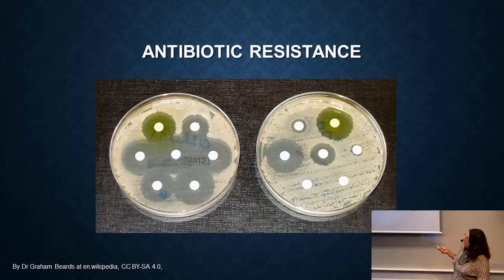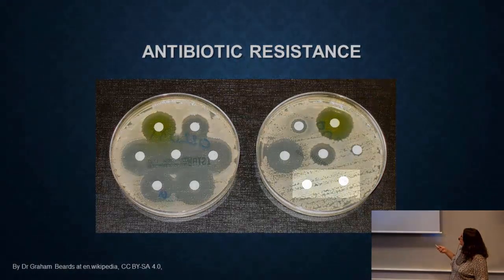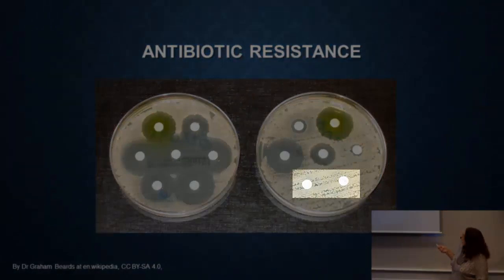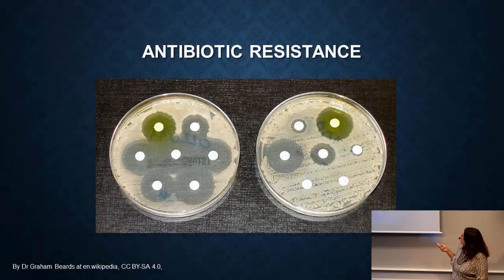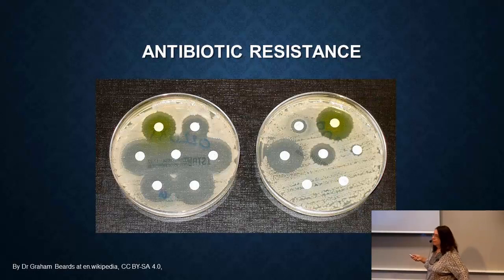On the right side is a multiply drug-resistant bacteria. And what you can see, for two of these there's no effect whatsoever. For two others, there's a small effect of the antibiotic on them. And two of them look pretty normal. This one, it's hard to tell in the center. So this is a multiply drug-resistant bacteria, and this is one way we measure drug resistance, or drug sensitivity, by measuring the halo, the area around that little disc in the middle. And if it gets smaller, then they're more resistant to the antibiotic.